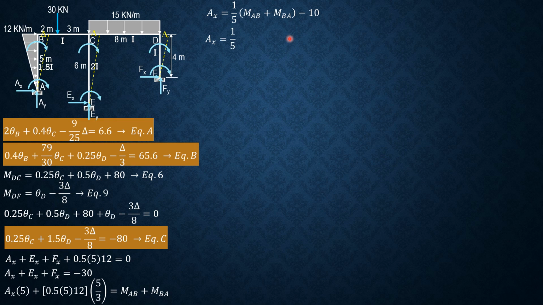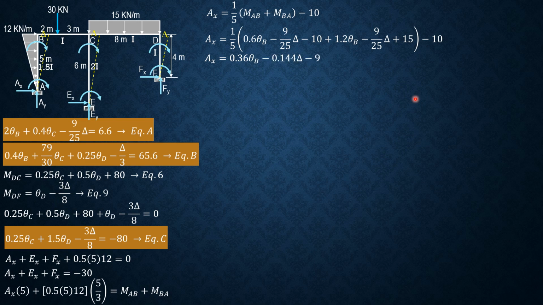So AX is 1/5 of the quantity MAB, 0.6 theta B minus 9/25 delta, then minus 10, plus MBA, which is 1.2 theta B minus 9/25 delta plus 15, then minus 10. Simplifying, combining like terms, AX is equal to 0.36 theta B minus 0.144 delta minus 9.